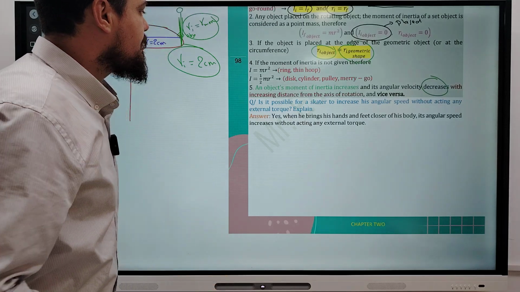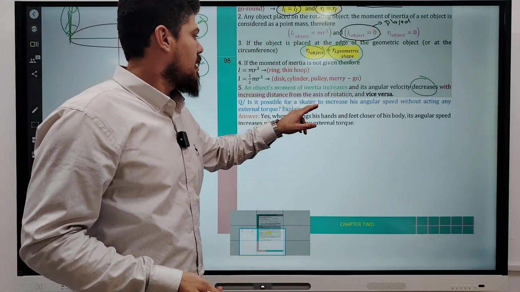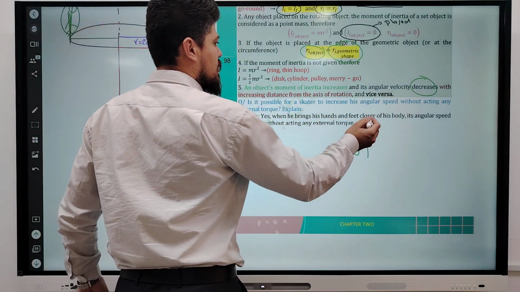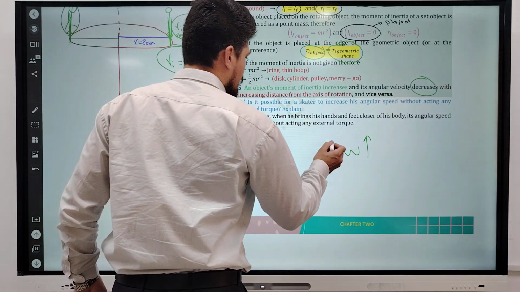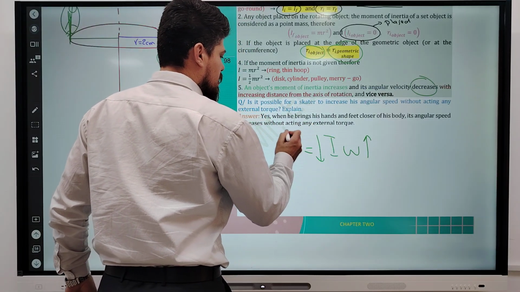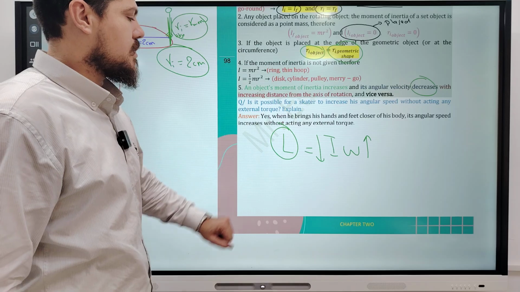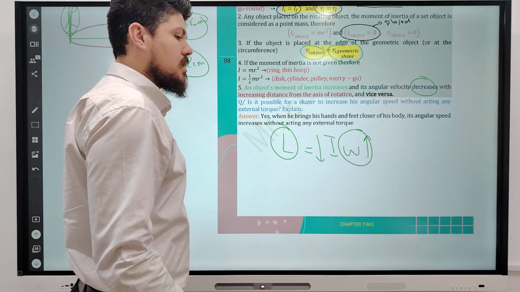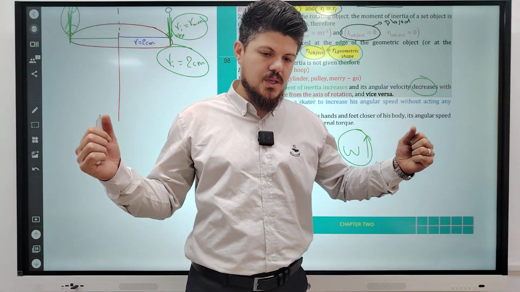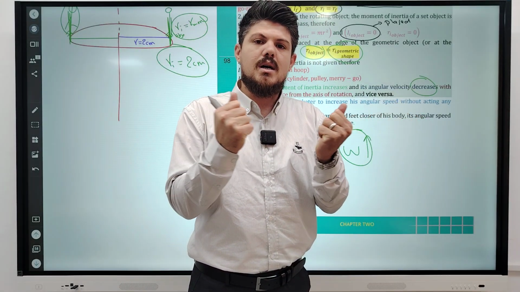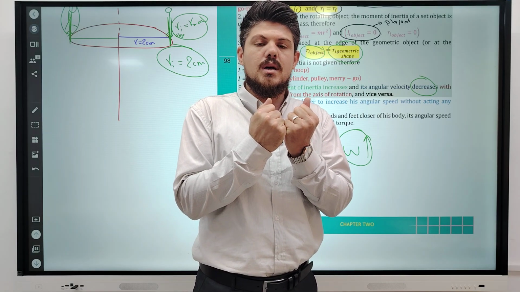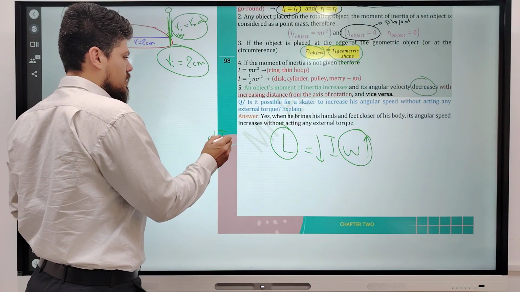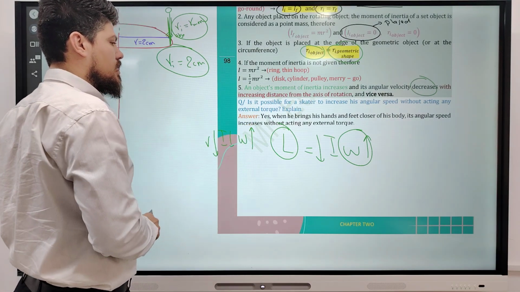Decrease. Okay? Is it possible for an ice skater to increase his angular speed without any external torque? Yes, of course. How? By decreasing moment of inertia. In that case, angular momentum is conserved. She does this when she brings her hands and feet toward her body. In that case, the radius decreases, moment of inertia decreases, but angular speed increases.